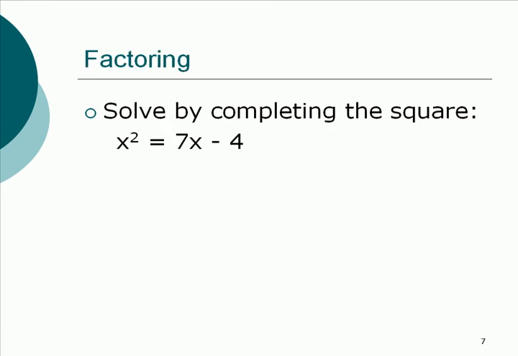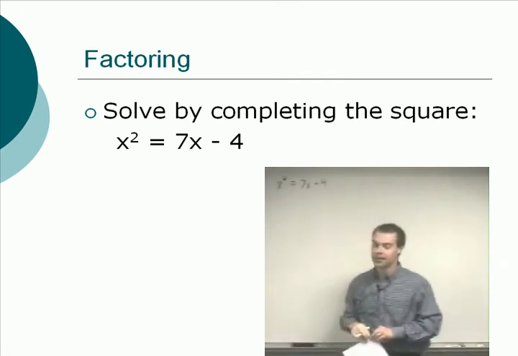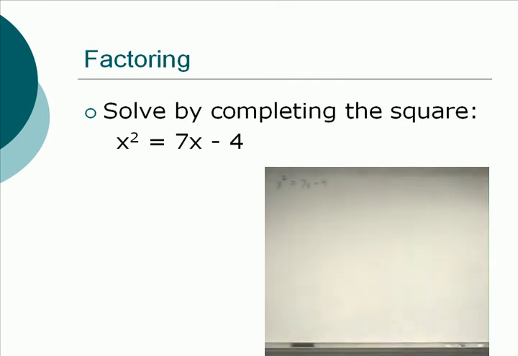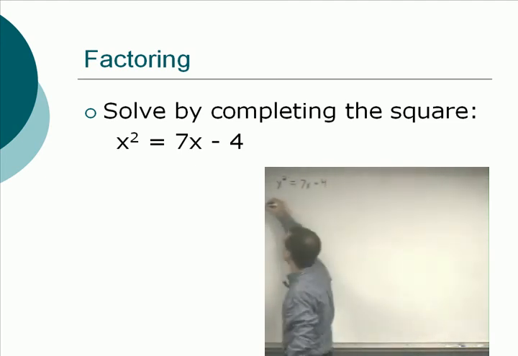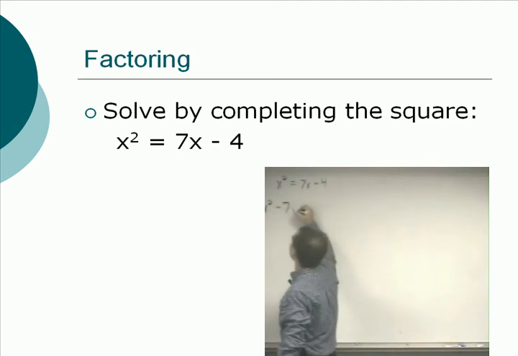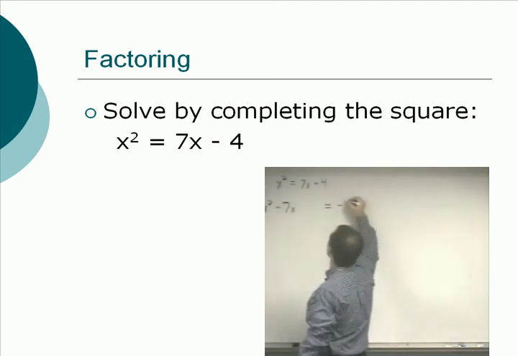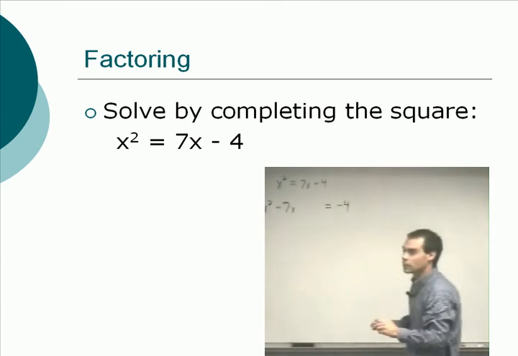Okay, let's solve this one by completing the square. x squared equals 7x minus 4. All right. Well, the first thing we have to do is leave the constant space available on the left anyway. So let's just leave the negative 4 on the right. And we have x squared minus 7x, we're going to leave some space there, equals negative 4. Now we can choose the value that we want to go in there.